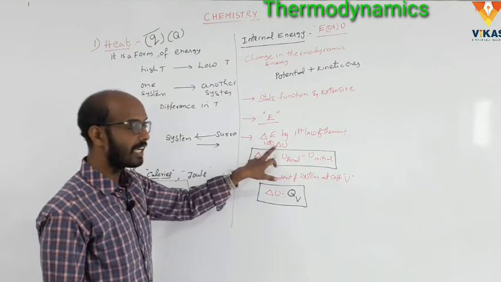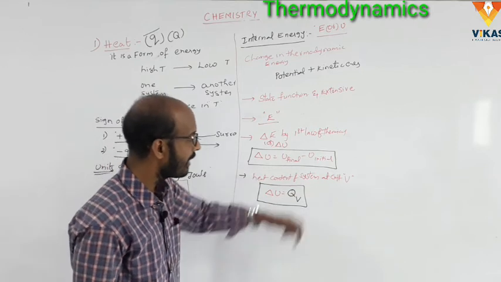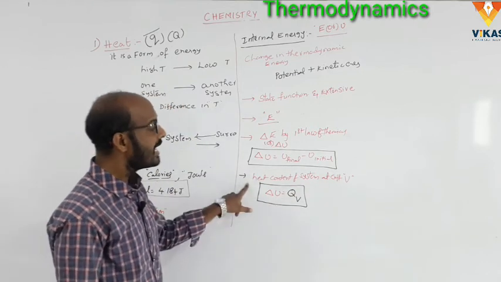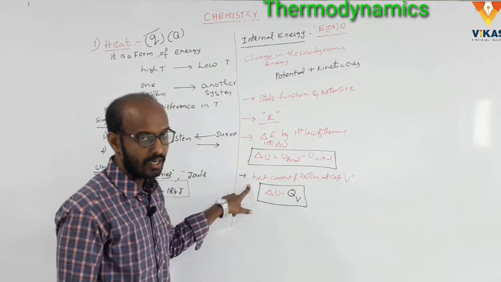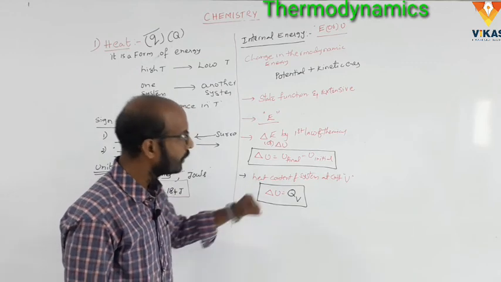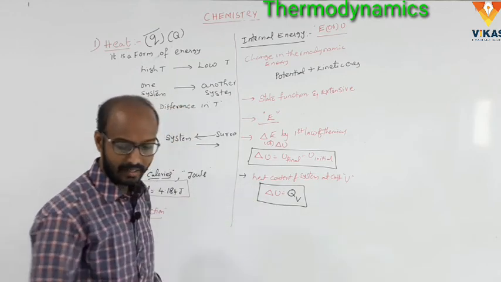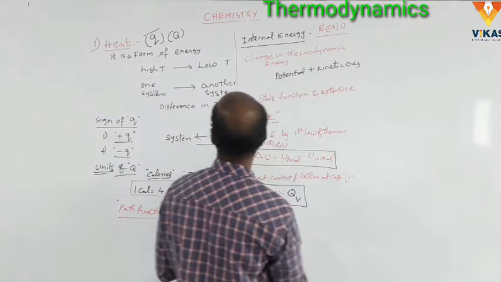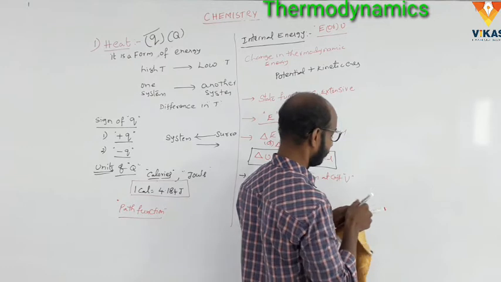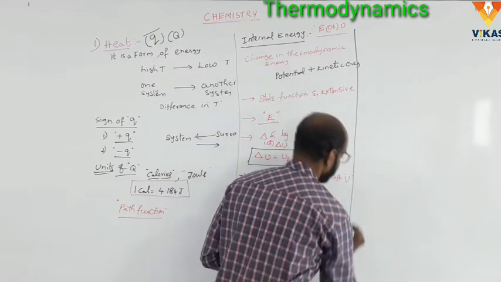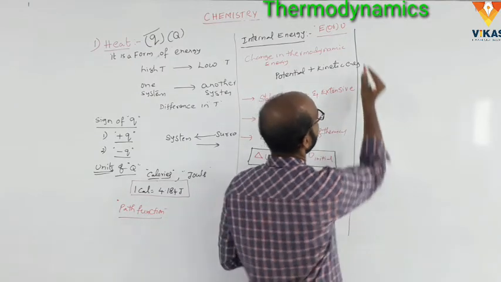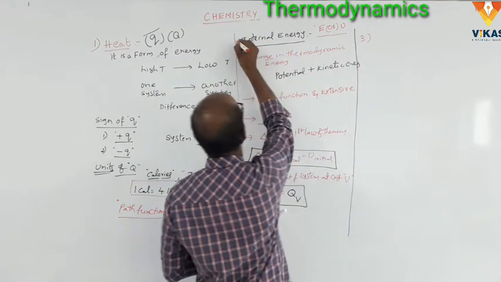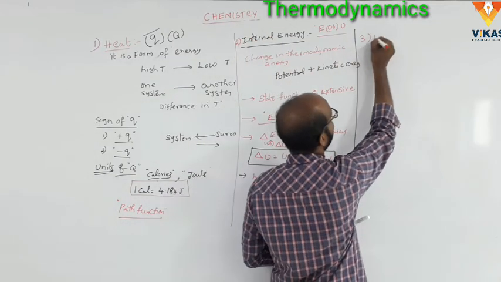So what is meant by delta U? Here delta U is equal to U final minus U initial. It is the heat content of the system at constant volume. So we write delta U is equal to Qv. Okay, and next one: enthalpy. The second one was internal energy and the third one is enthalpy.